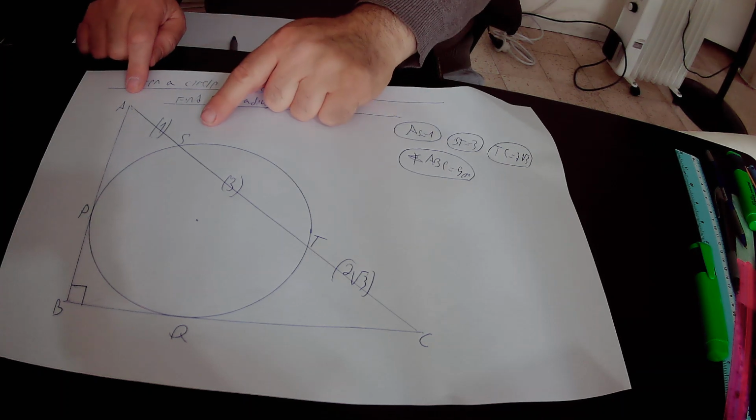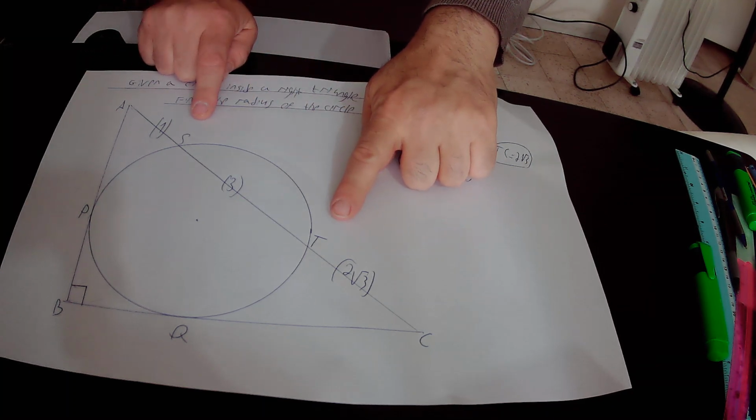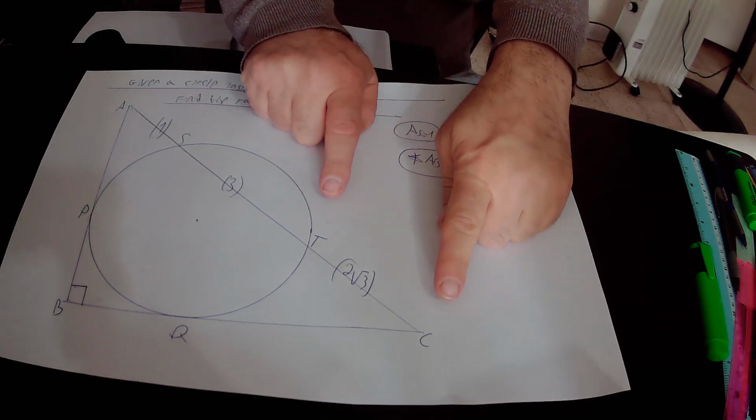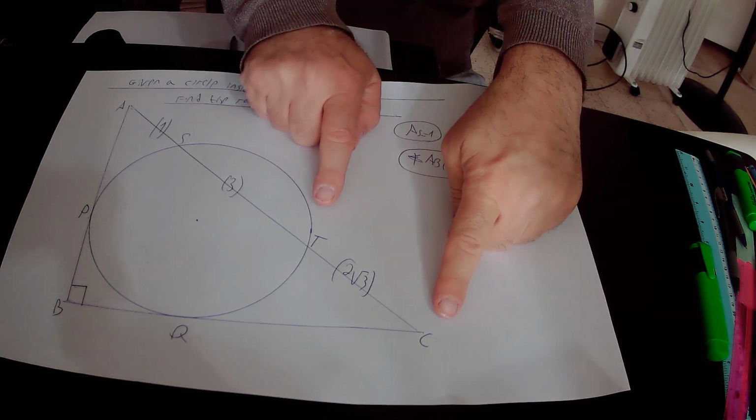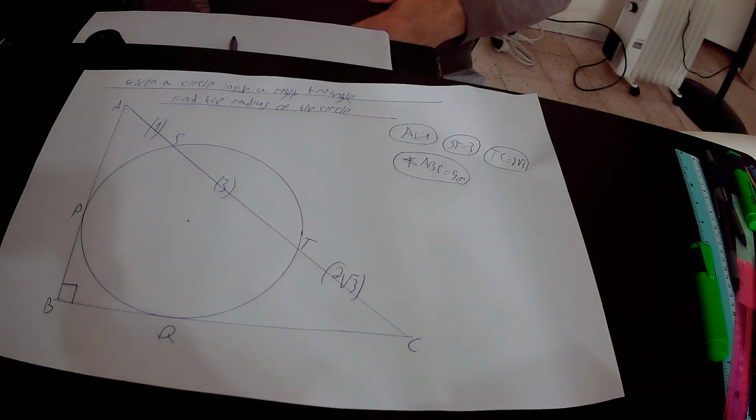This is line segment AS, that is equal to 1 unit in its length. This is line segment ST, that is equal to 3 units. And finally, this is line segment TC, that is equal to 2 times square root of 3 units in its length. And our mission is to find out the radius of this circle.